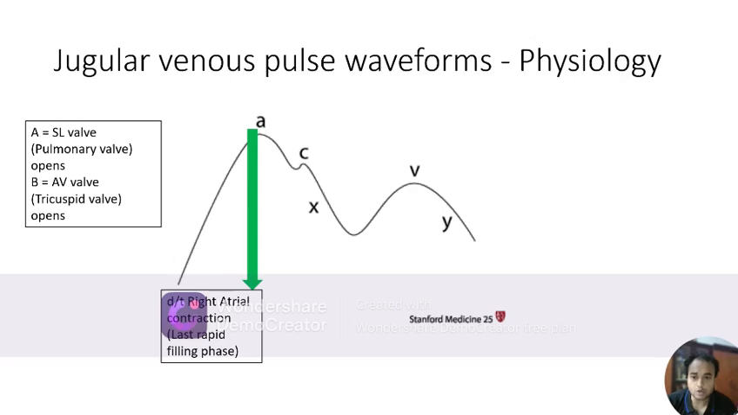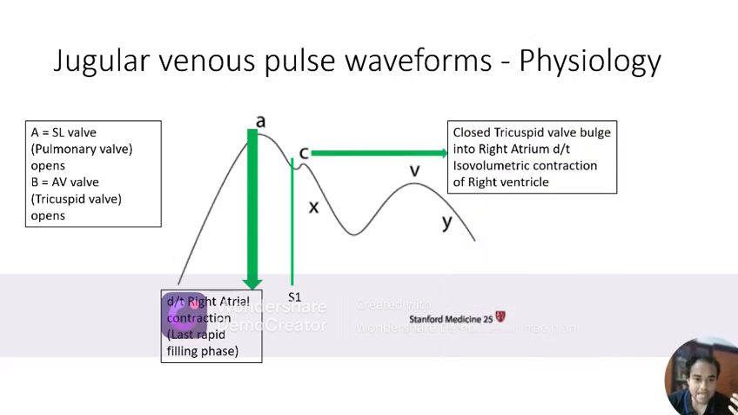The A wave is produced by contraction of the right atrium during the last rapid phase of right ventricular filling. This can also be termed the active filling phase of the right ventricle. This is followed by S1, the first heart sound, because as the right ventricular pressure starts to rise due to the blood filling from the right atrium, the right ventricular pressure becomes greater than the right atrial pressure, causing the tricuspid valve to shut, and on the left side the mitral valve, resulting in the first heart sound, or S1.